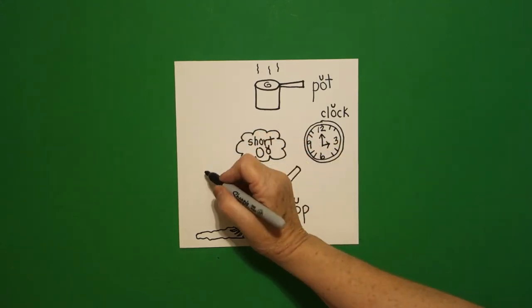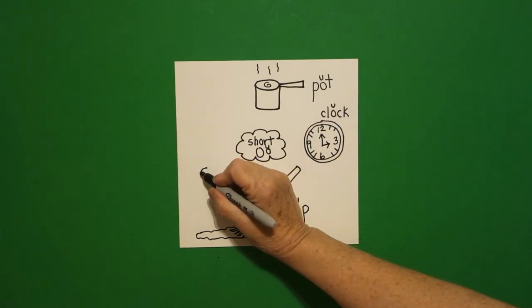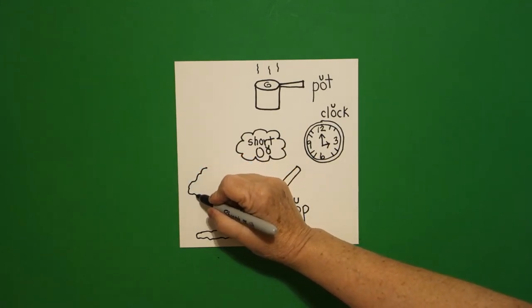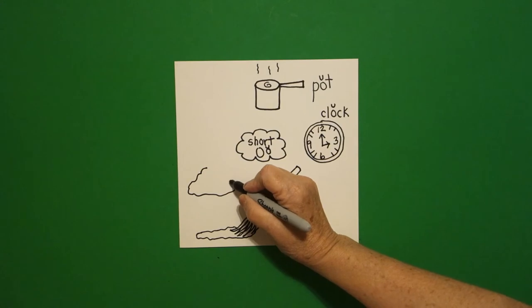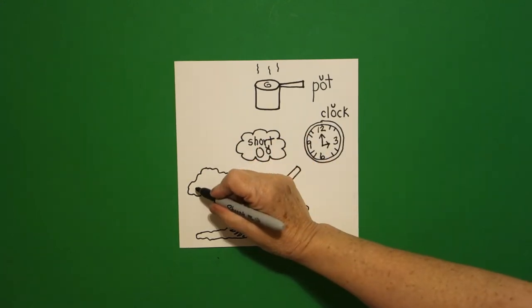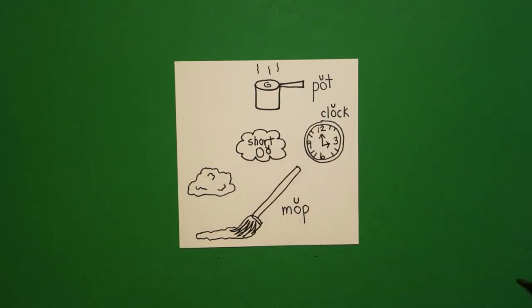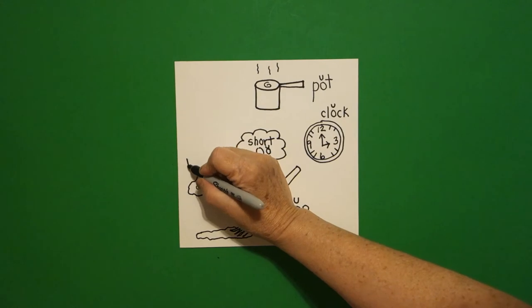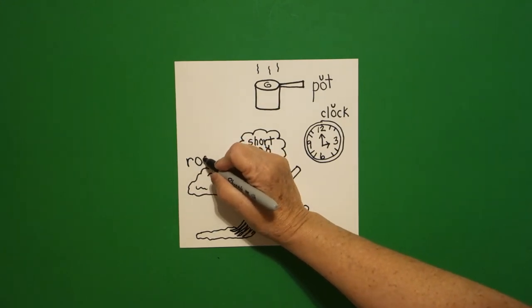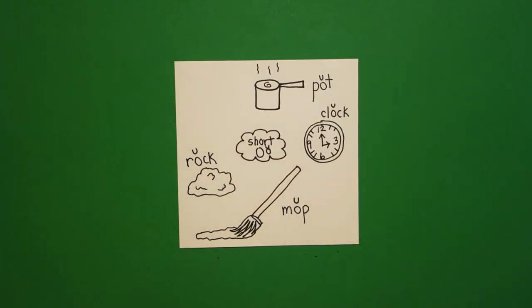I come over here on the left and put a dot. I'm just going to draw a wavy line down, wavy line over, wavy line up, and connect. I'm just going to put some wavy lines inside. Doesn't matter how. Because this is a rock. And there is our short vowel O.